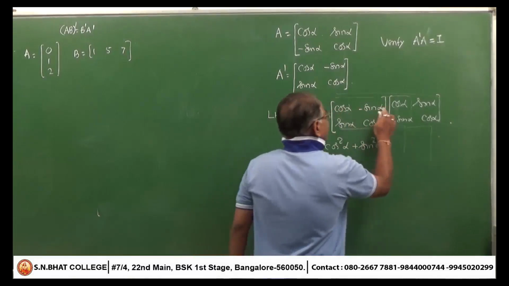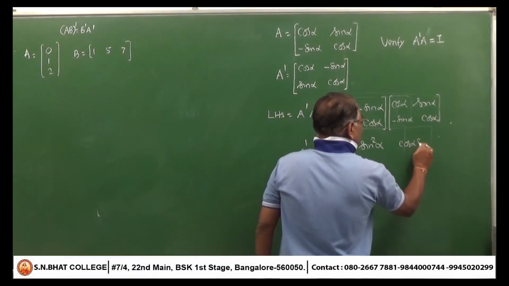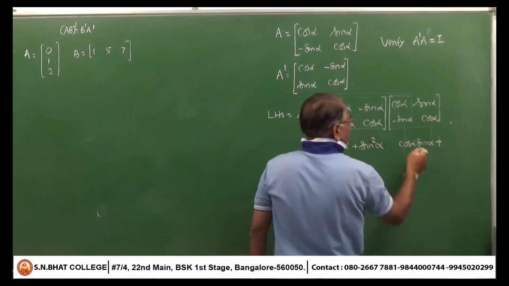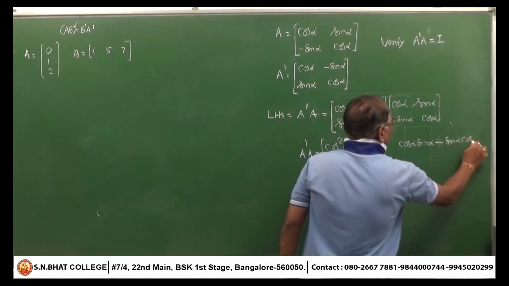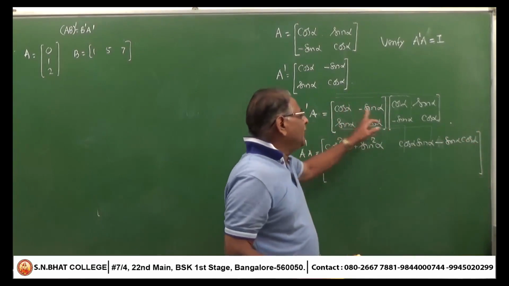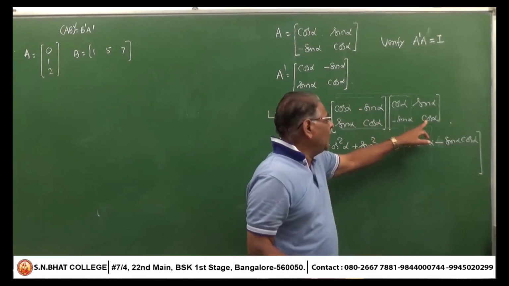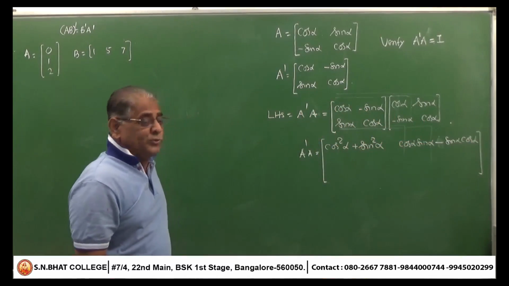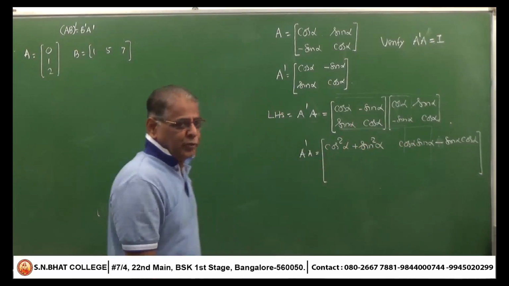Next, first row, second column. Cos alpha into sin alpha is cos alpha sin alpha, plus minus sin alpha into cos alpha is minus sin alpha cos alpha. First row, first column and first row, second column are done. You should write it in the first row.